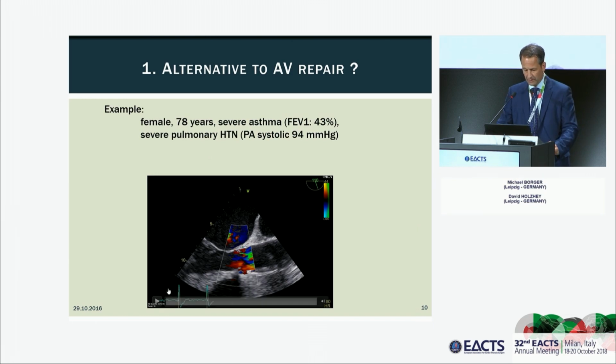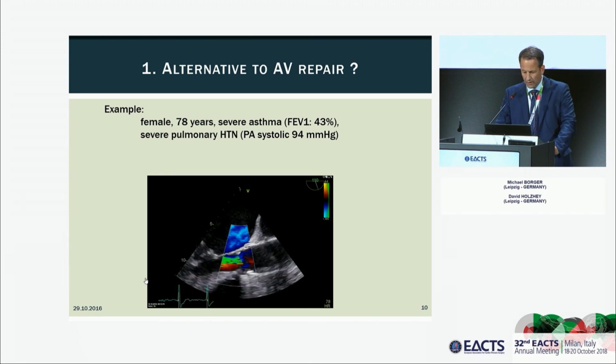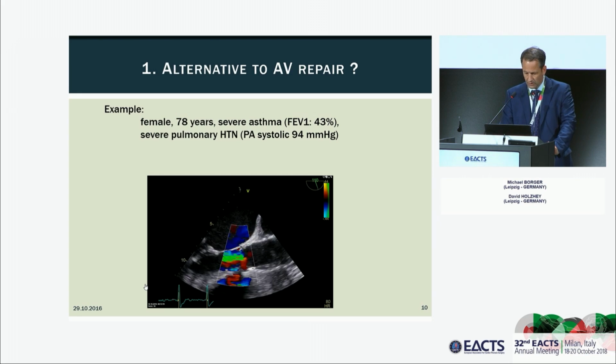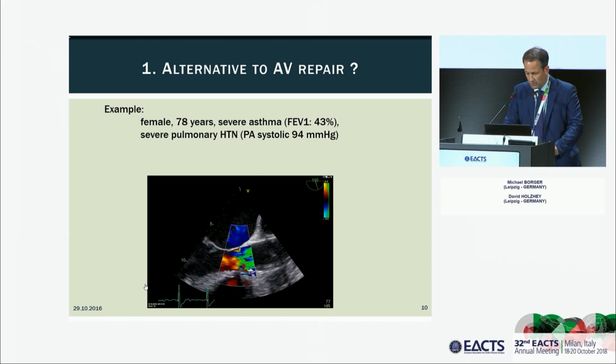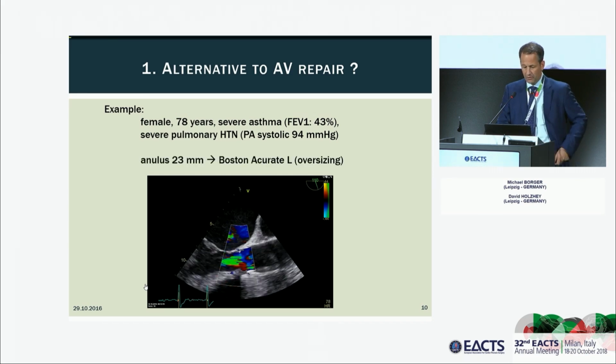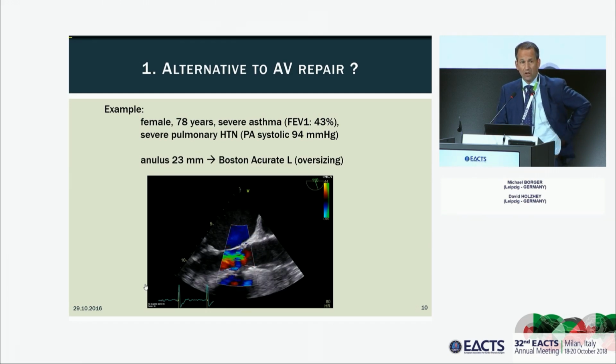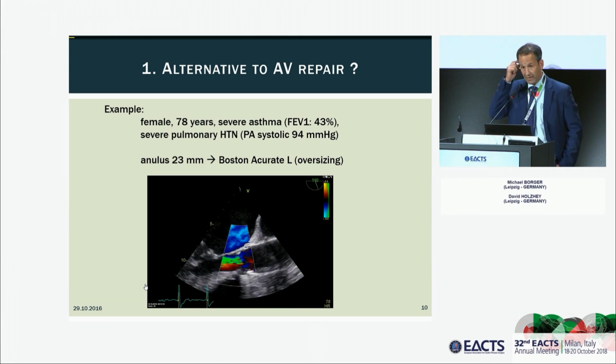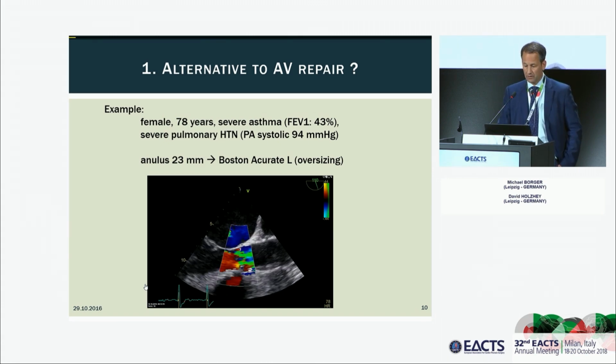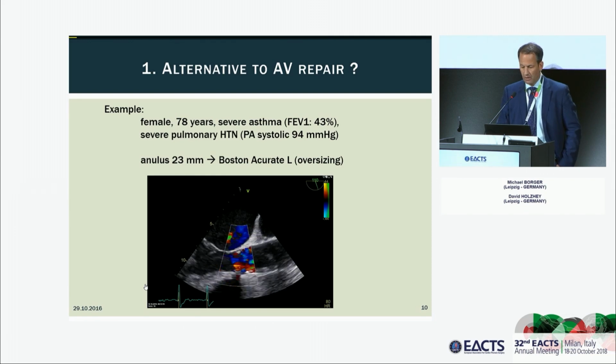Nonetheless, here is a patient that David did a couple of days ago in our center, a 78-year-old female with severe COPD and severe pulmonary hypertension. She did not have any dilatation of the aortic root or the aortic annulus, as you can see here, with a severe aortic insufficiency. We measured the annulus on the cardiac CT as being 23 millimeters, and therefore we chose a Boston Accurate, which is the former Symetis valve, size large, which would give us oversizing.